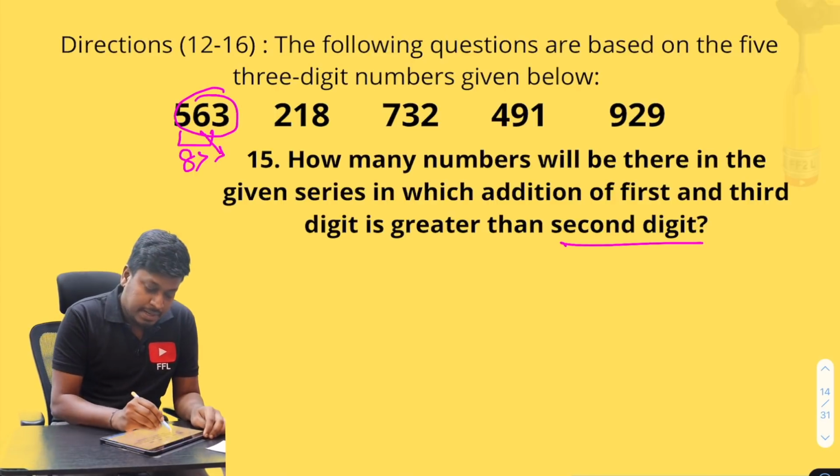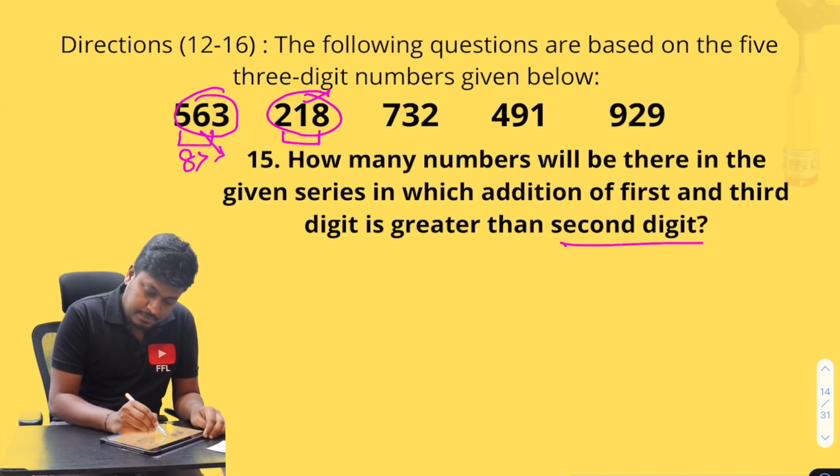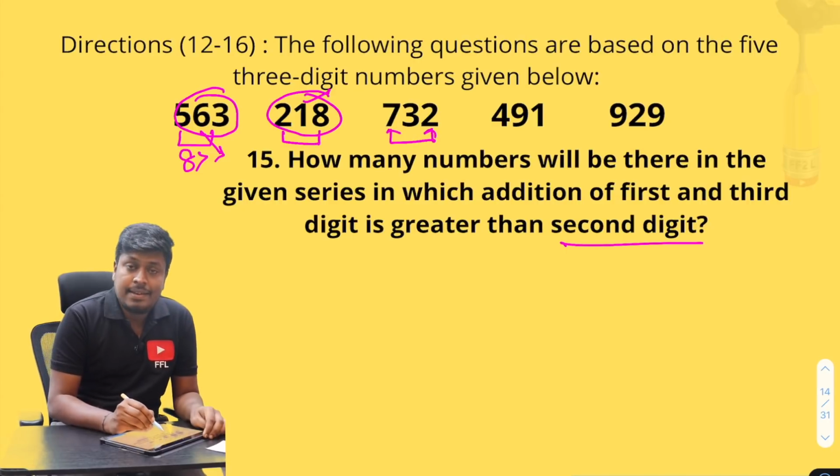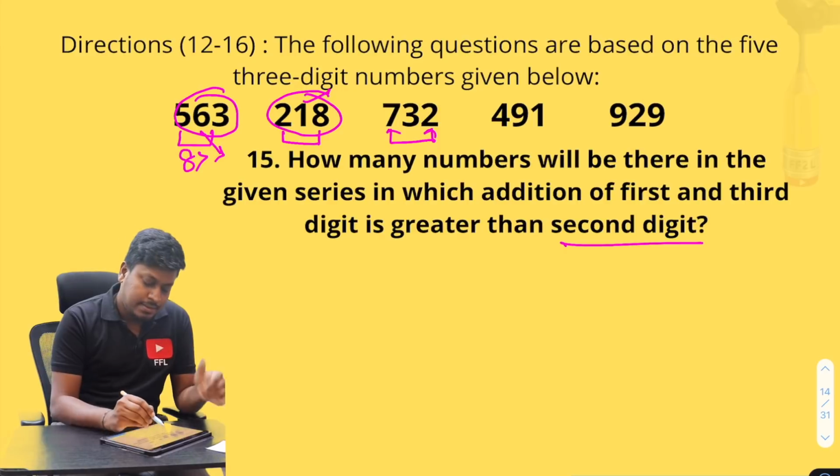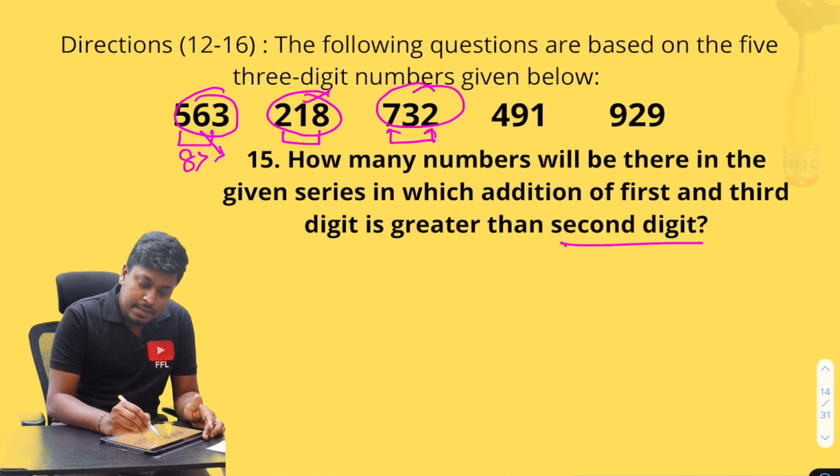Got it? So similarly, 8 plus 2 is 10. 10 is greater than 1. So it's a second set. Third, 7 plus 2 is 9. 9 is greater than 3. So we can take this as another set. So similarly, 4 plus 1 is 5.